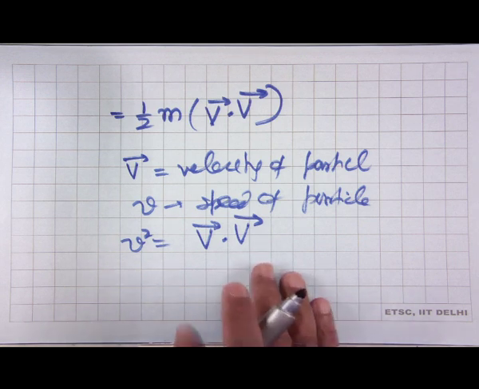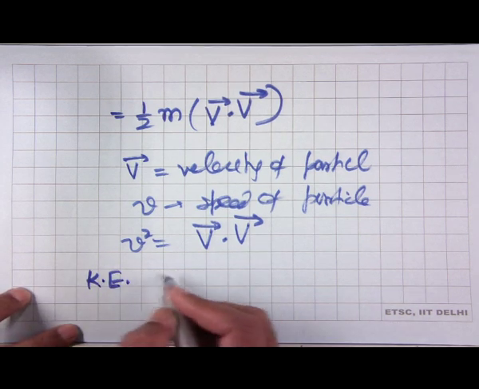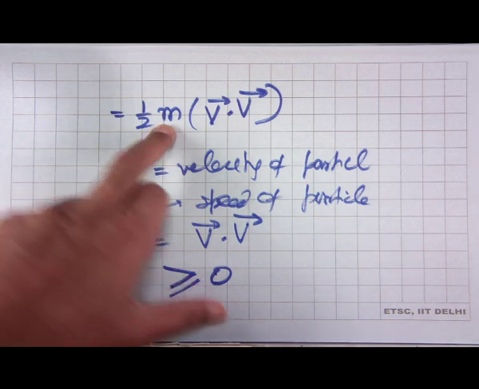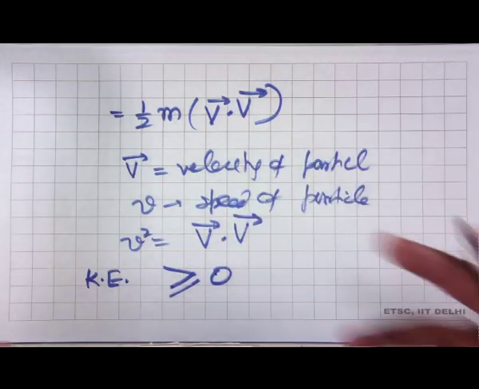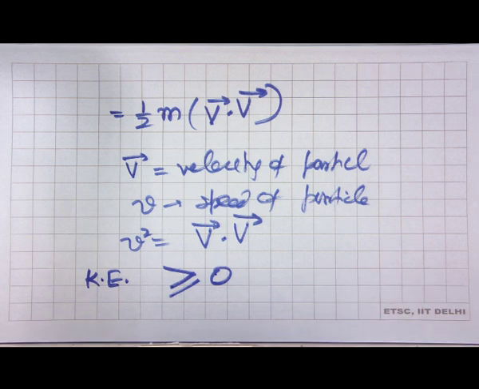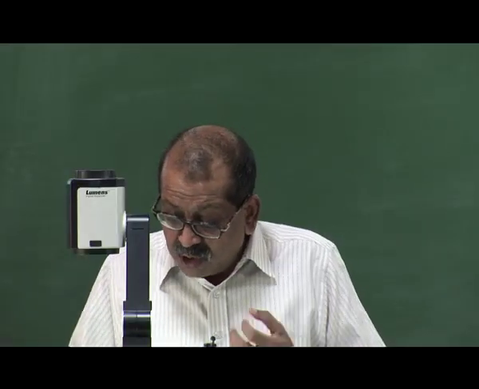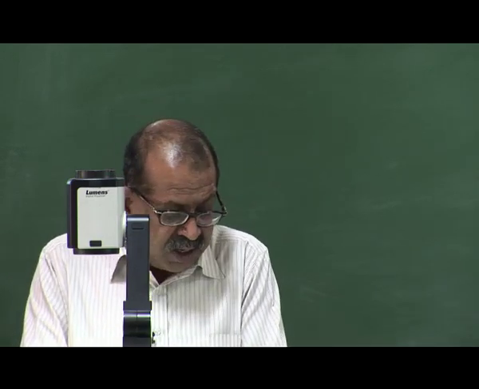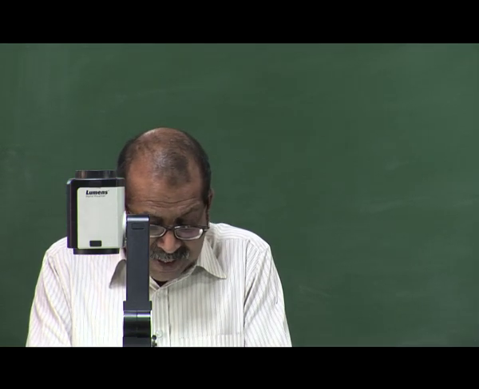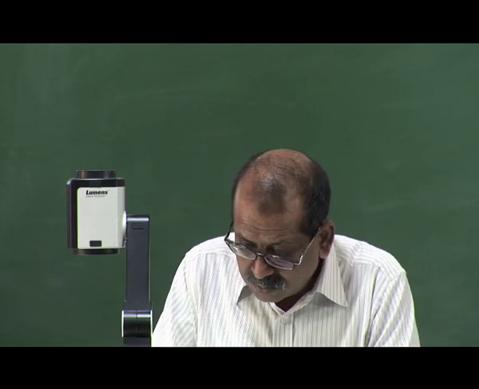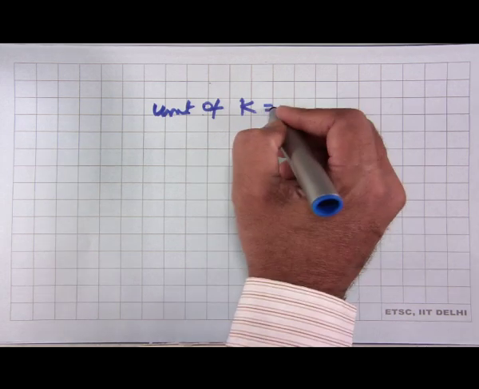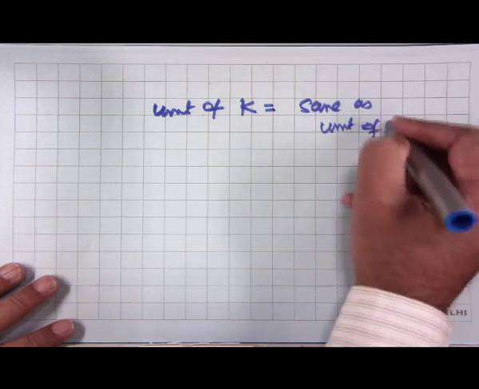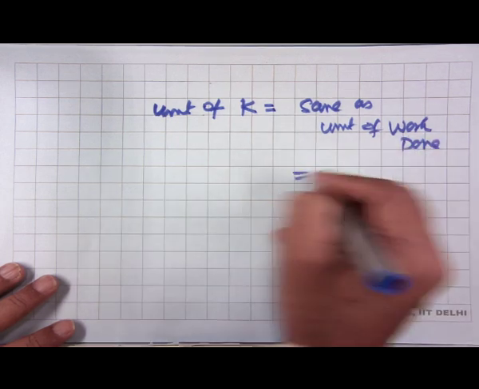Clearly, from the definition, the kinetic energy of a body has to be greater than or equal to 0. If the mass of the body is negligible, then kinetic energy will be 0. If the speed is negligible, then kinetic energy will be 0. Otherwise, if the speed is not negligible and the mass is not negligible, then kinetic energy has to be a positive quantity. And the unit of K will be the same as the unit of work done, and that is joules, and this can be checked.